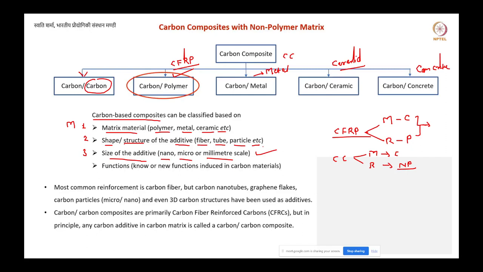Okay, let's say a nano. For example, if you have a composite where you are adding a particle and it has a size of 10 to the power minus 9, that means it is in the nano range, nanometer. A nanomaterial has a very, very small particle. Then you can have a micro, where your particles are in the range of micrometer, and then the millimeter.